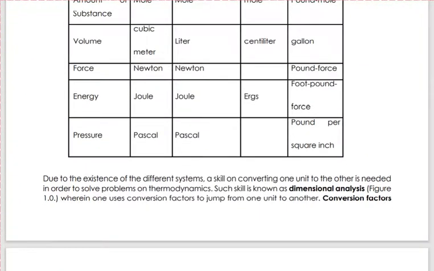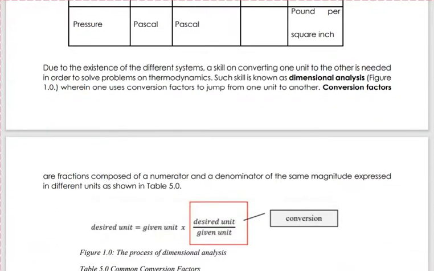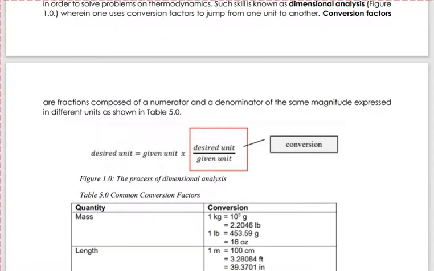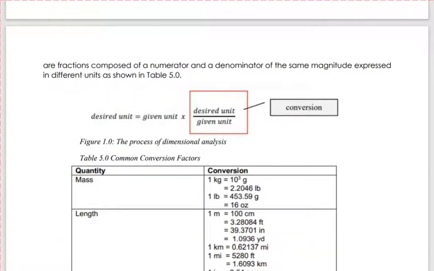Due to the existence of different systems, a skill in converting one unit to the other is needed in order to solve problems in thermodynamics. Such skill is known as your dimensional analysis, wherein one uses conversion factors to jump from one unit to another. So conversion factors are fractions composed of a numerator and a denominator of the same magnitude expressed in different units. So we will have here sa ating nga table, the different types of unit conversion.